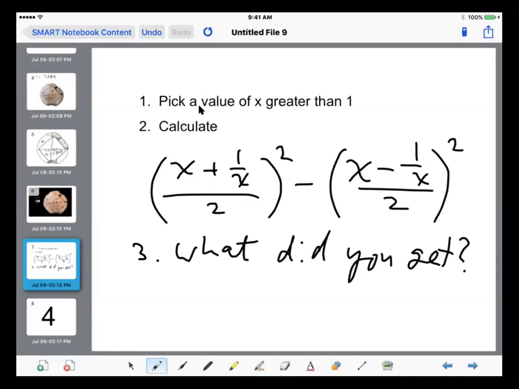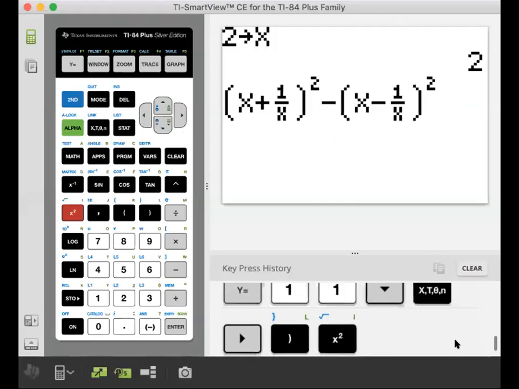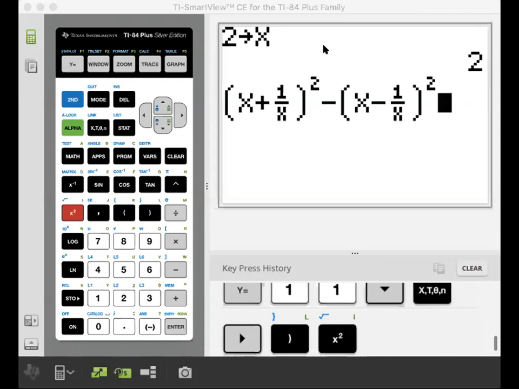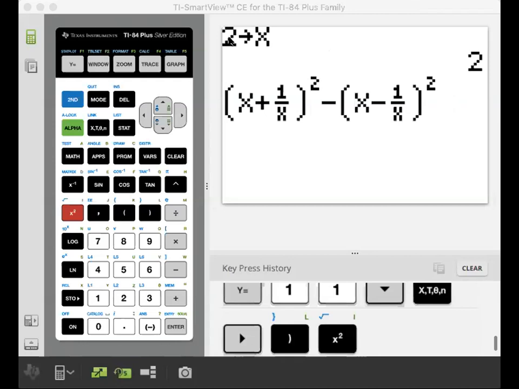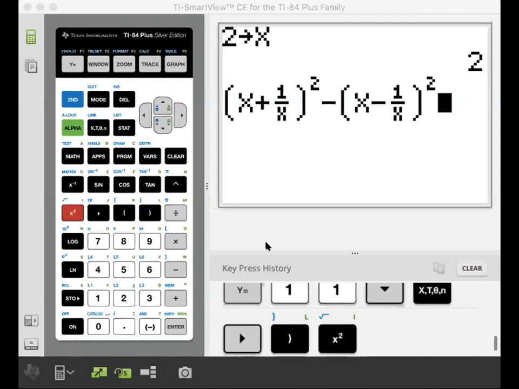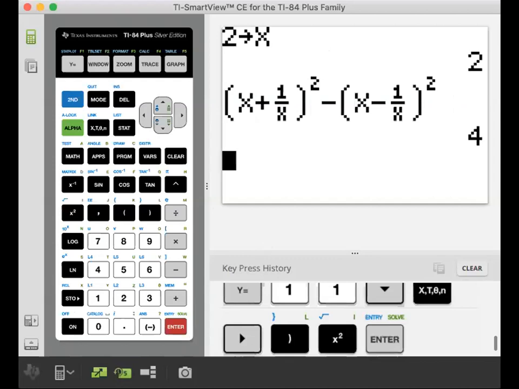Okay, I see some people got one as their answer. Someone got zero as the answer. Let's take a look. I'm going to bring up the graphing calculator. Here, what I did is I did two, and then I pushed this button above the on key and stored it into X. And then I did this calculation, and it did become, oops, I forgot, over two.